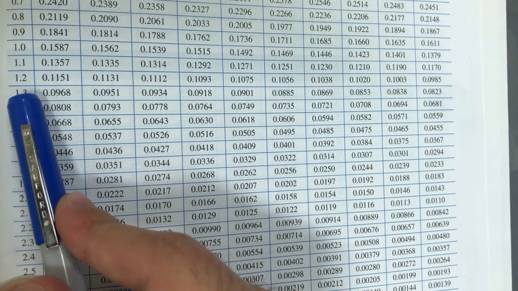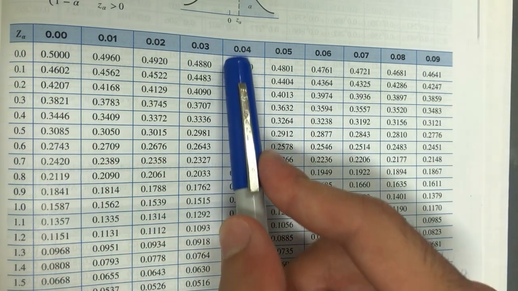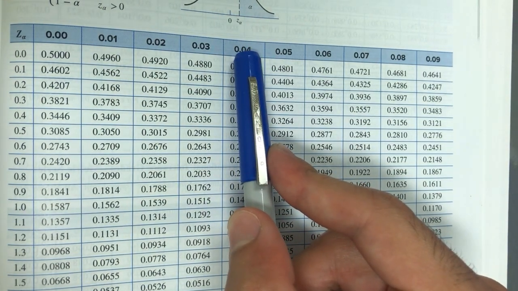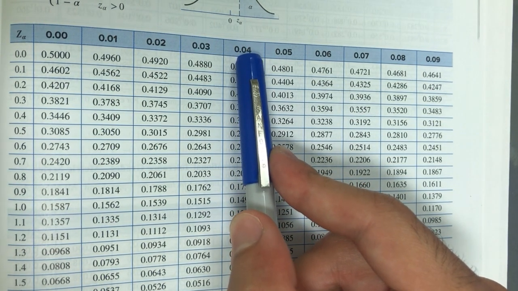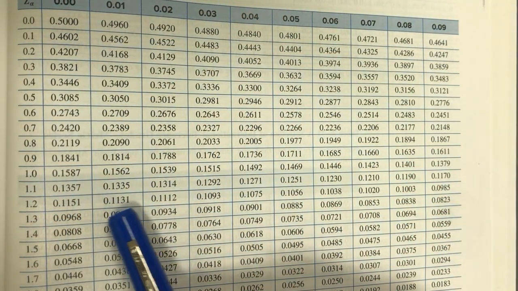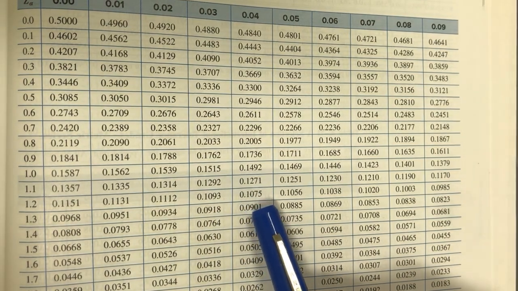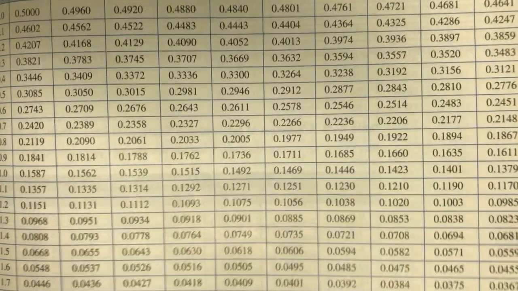So I'm going to go to 1.3, 1.34, sorry, this is the second decimal. So 1.3, 30, 31, 32, 33, 34. 1.34, a Z of 1.34 gives me a probability of 0.09.